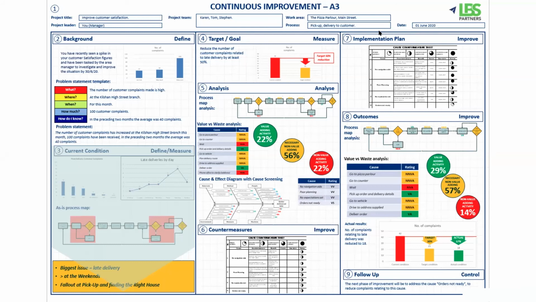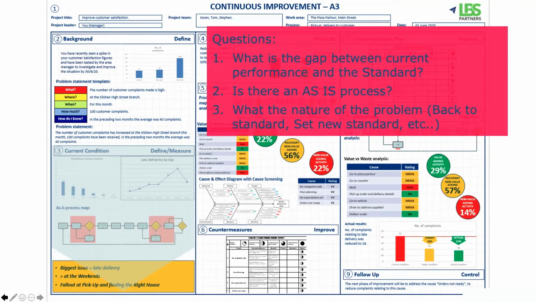Investigating the problem means that we have to look at the width, and we can think about this as the deviation from the standard. So we have to ask ourselves questions in relation to this. What is the gap between the performance and the standard? Is there a process that we can see, go look at, or map? What is the nature of the problem? Is it a situation where a process is out of control and we've got to get it back to standard? Or is it a situation where we have to develop a new standard and hence a new process?